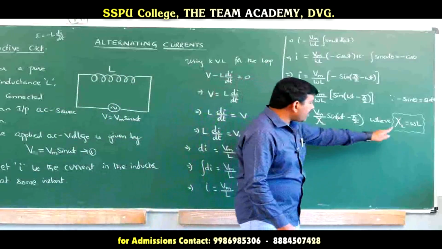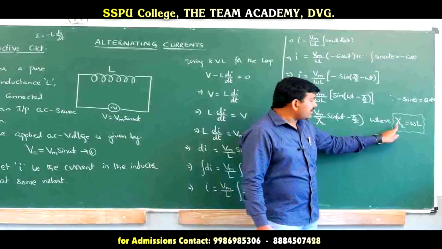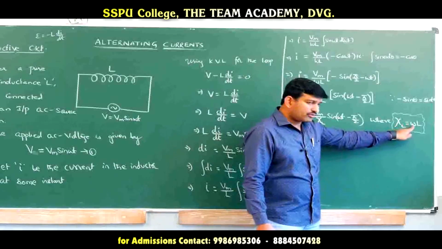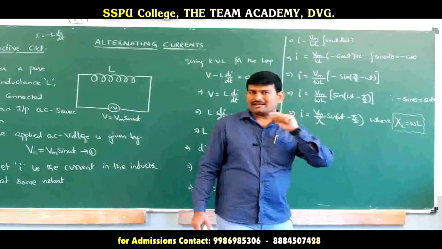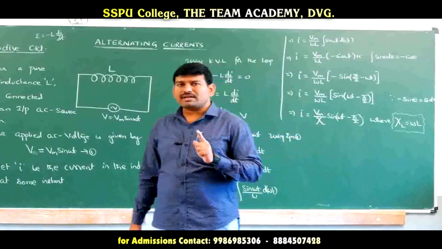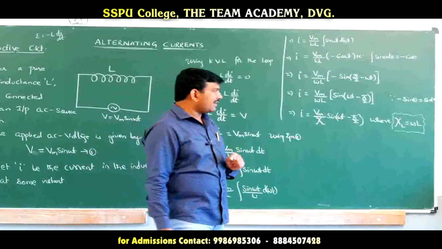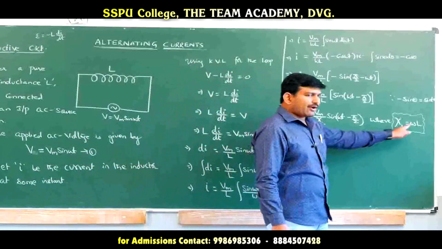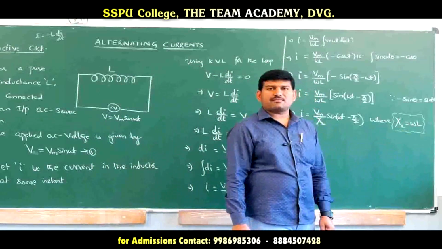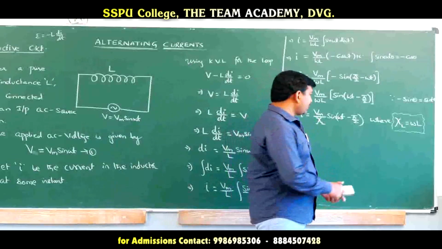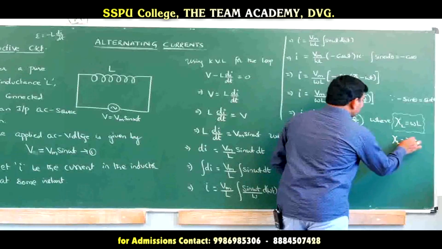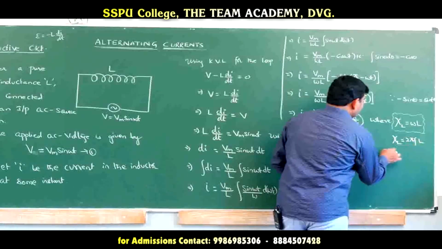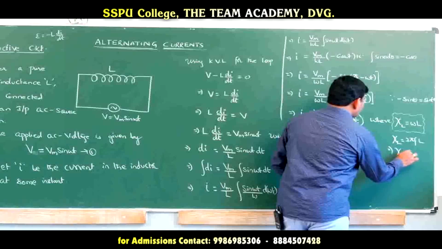And this inductive reactance, if you observe carefully, is directly proportional to ω, and it is also directly proportional to the inductance. More the inductance, more the inductive reactance. Less the inductance, less the inductive reactance. And ω is angular frequency, which can be written as 2π into f. Therefore, you can write it here as χL is equal to 2πf into L. So this implies χL is proportional to f.